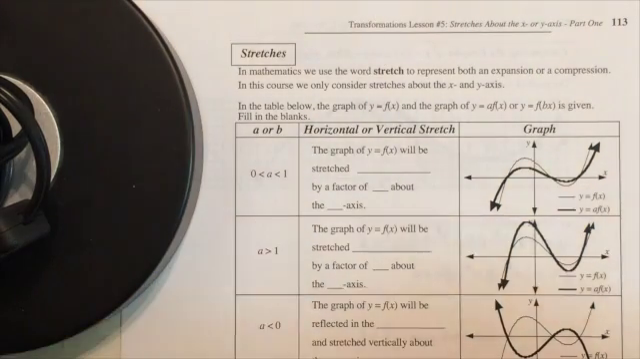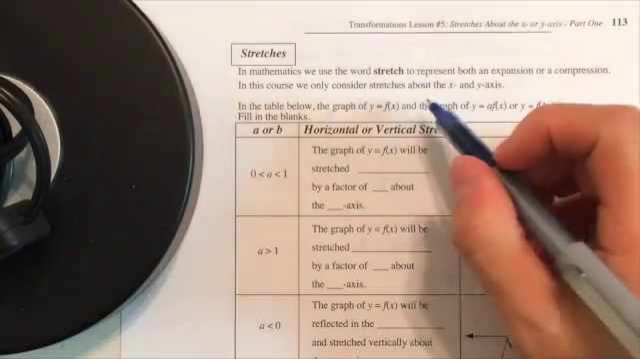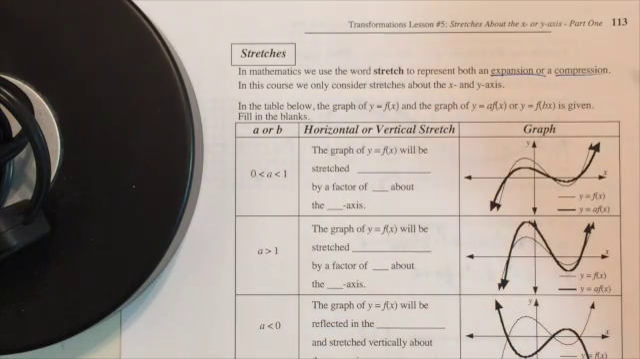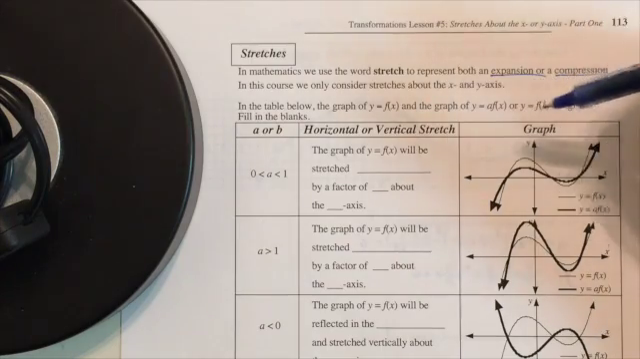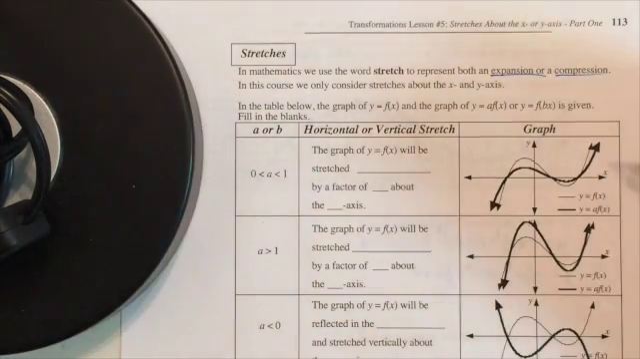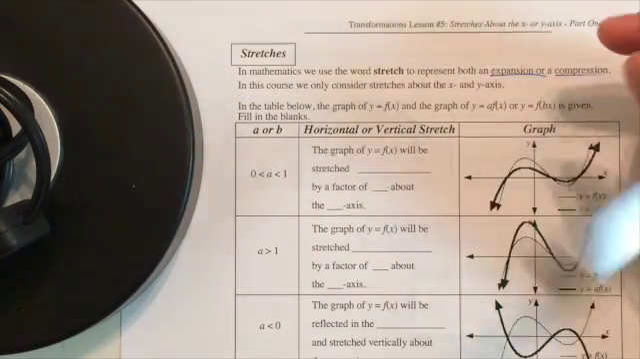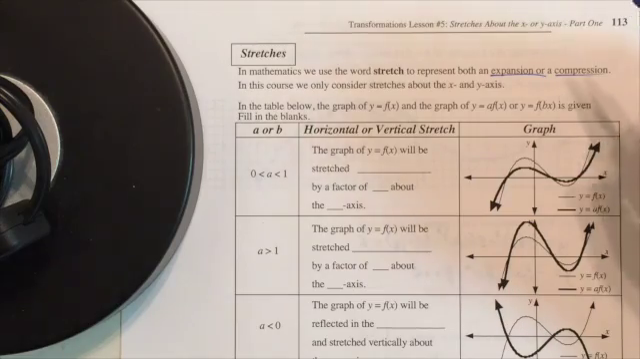Welcome back to lesson number 5. This is lesson 5, part 2. In part 1, we were talking about stretches. Remember, the stretches we're talking about are expansions or compressions, and both of those are going to be about the x and the y axis. So we're just going to go through this table, labeling the table, and thinking about our a or our b values and whether they're going to result in a horizontal or vertical stretch.